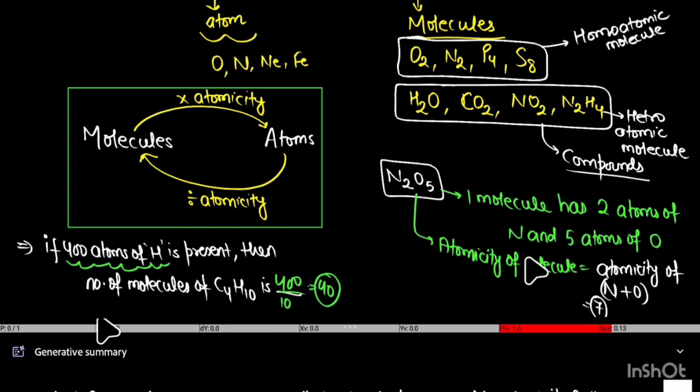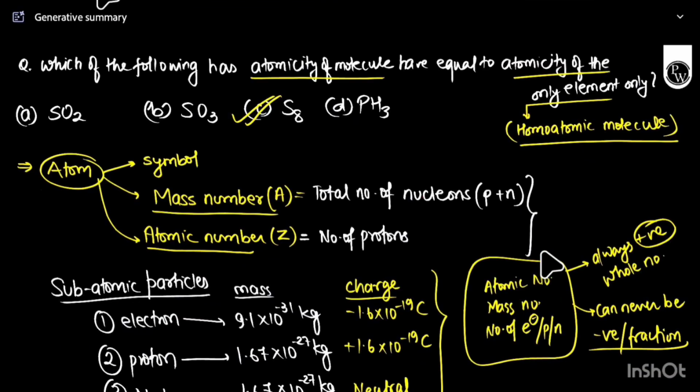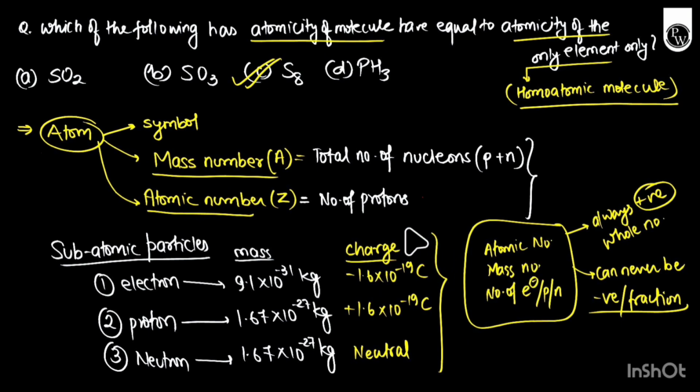The N2O5, as we considered, one molecule has 2 atoms of nitrogen and 5 atoms of oxygen. That means the atomicity of the molecule will be 7. We have to add it, right? So likewise, the question is asking, which of the following has the atomicity of the molecule equal to the atomicity of the element only, which is S8. Yeah, because it's asking for a homoatomic molecule here.